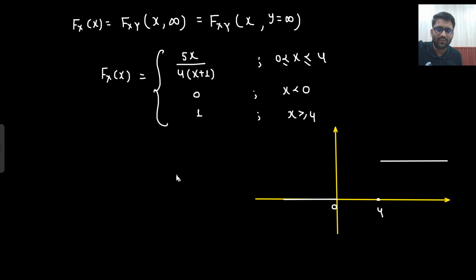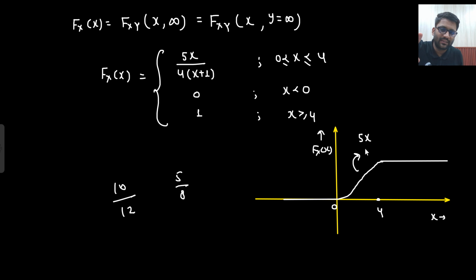At 1, what value is it giving? 5 by 8. At 2, what value is it giving? 10 by 12. So let's make it in this manner. However the graph goes, it can never be decreasing, that I know. So from 0 to 4 this is how it goes. The nature here is, this is your Fx(x) versus x. This nature is 5x divided by 4x plus 1, and this is 1 and this is 0. So this is your graph of Fx(x).